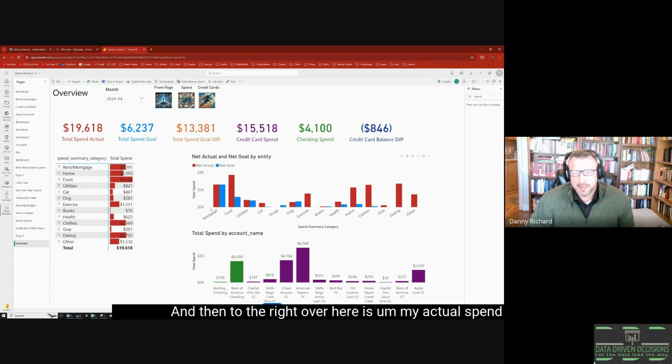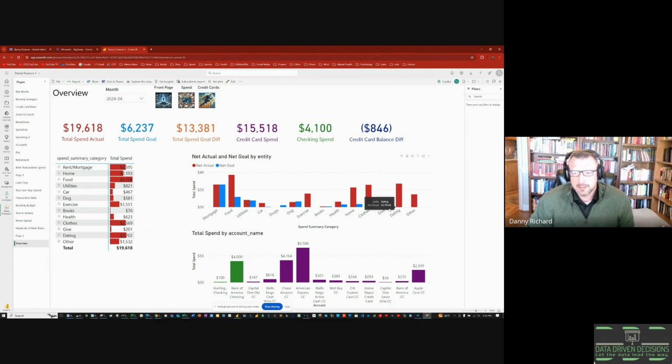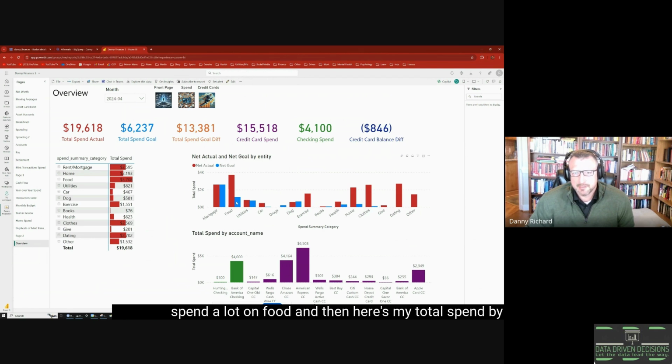And then to the right over here is my actual spend across these main spend categories versus the goal in blue. And you can see that I was way over my goal. Spent a lot on clothes, spent a lot on home, spent a lot on dating, spent a lot on exercise, spent a lot on food. And then here's my total spend by account. So, you know, I pay my mortgage through my checking account, but most everything else gets spent on a credit card.